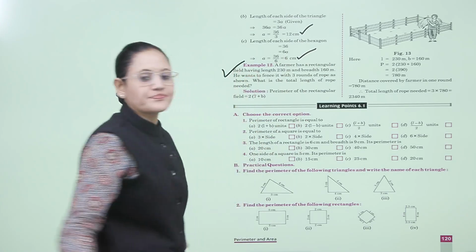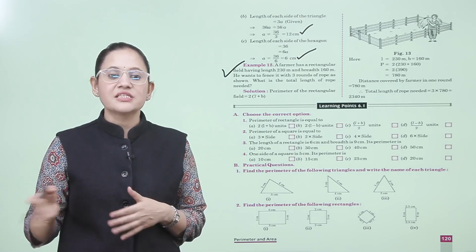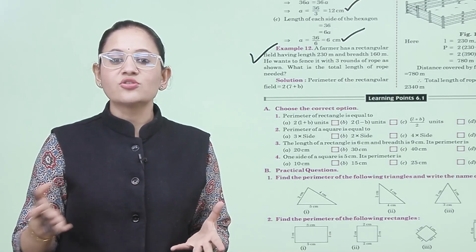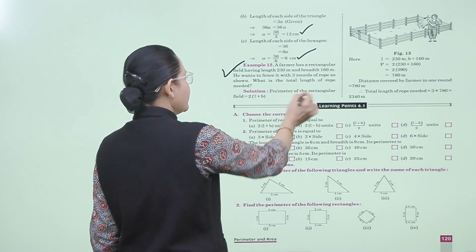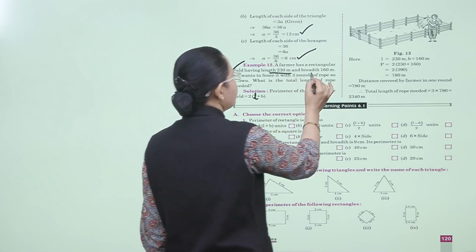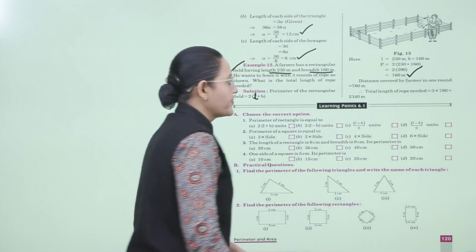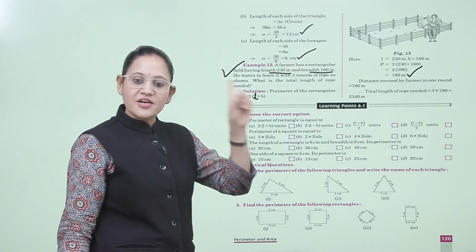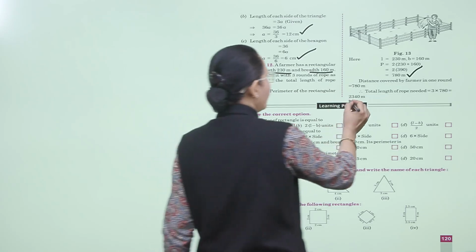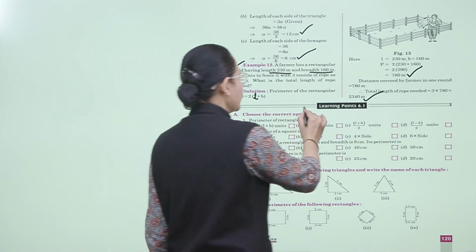Now example 12. A farmer has a rectangular field having length 230 meter and breadth 160 meter. He wants to fence it with 3 rounds of rope as shown. What is the total length of rope needed? So first we'll find the perimeter of the rectangle, that is 2 into (L plus B). L is given here as 230 meter and breadth is 160 meter. So total perimeter is 780 meter. Now that is the distance covered in 1 round. So for 3 rounds, we'll multiply it by 3, which gives 2340 meter. Clear?